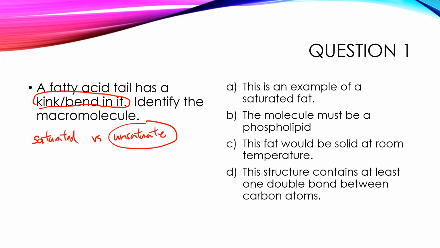Okay, so what's the answer? Well, as I just mentioned, it is unsaturated fat. So this is wrong. This molecule must be a phospholipid. That's not true. I just mentioned earlier, when we were doing the chart, that the phospholipid tail could be both saturated or one saturated, one unsaturated, right? So just because it has a kink in it, we don't definitely know it is going to be a phospholipid. In fact, it might be just a regular triglyceride, okay?